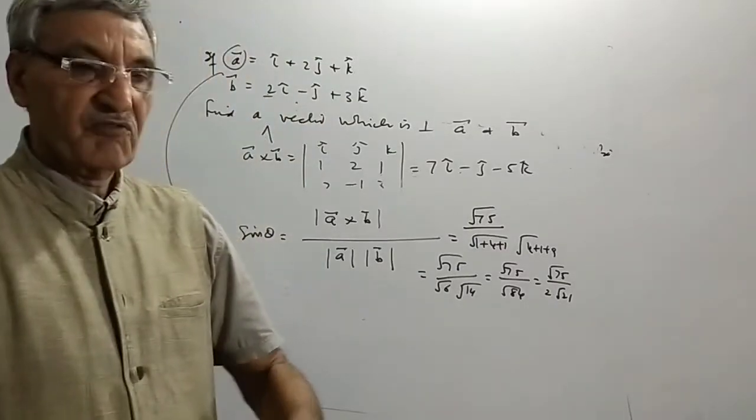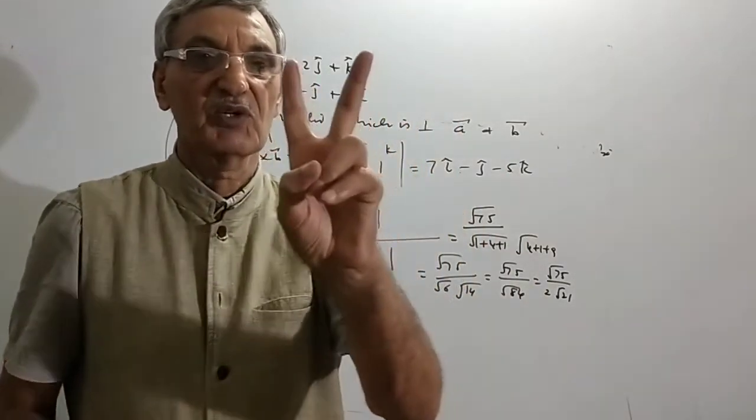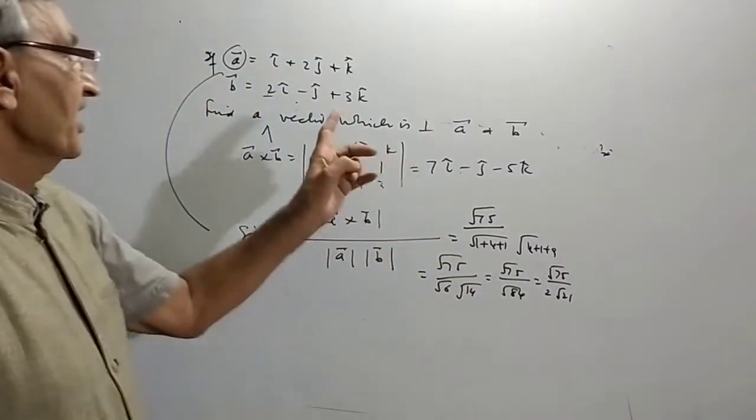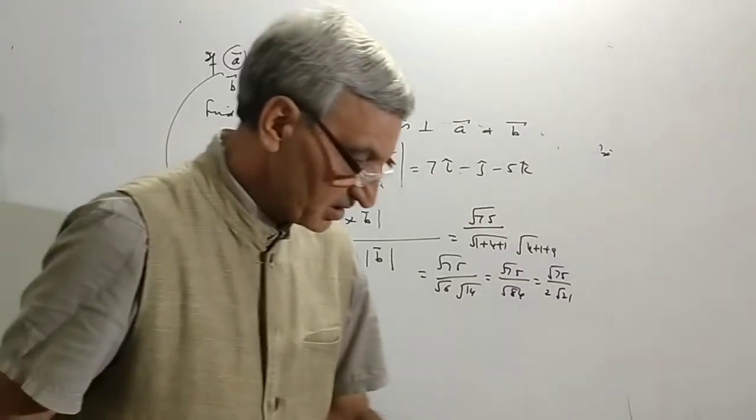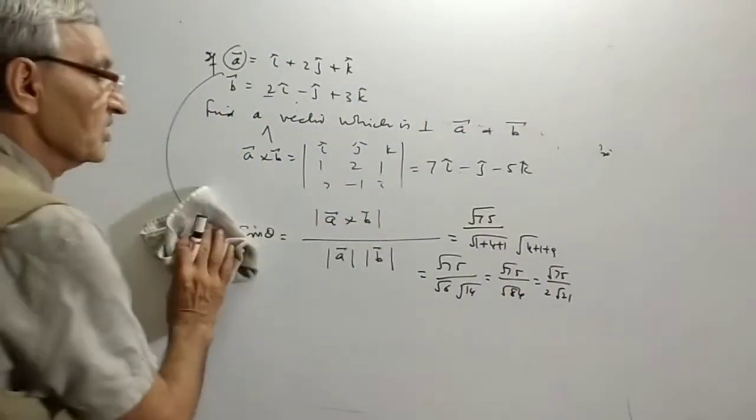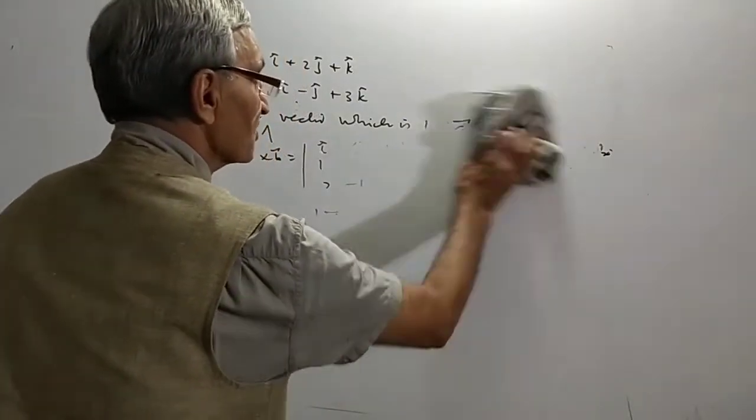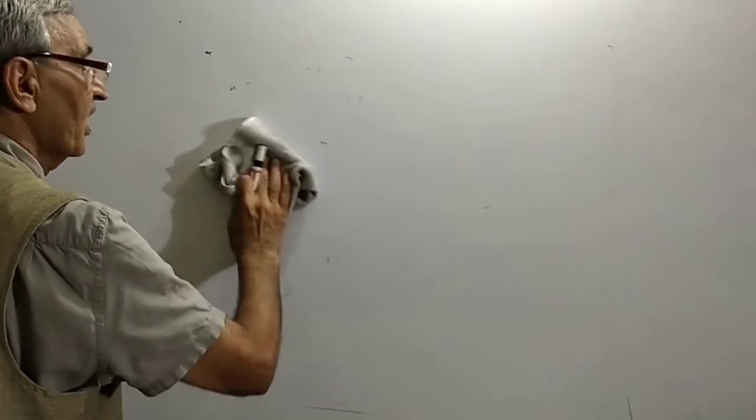The next question is to find a unit vector perpendicular to two given vectors. So you find A cross B and divide by its magnitude. This question has come in NDA 2011. Let me see what this question asked, what the choices were, and I will tell you how you can solve the question based on the choices.